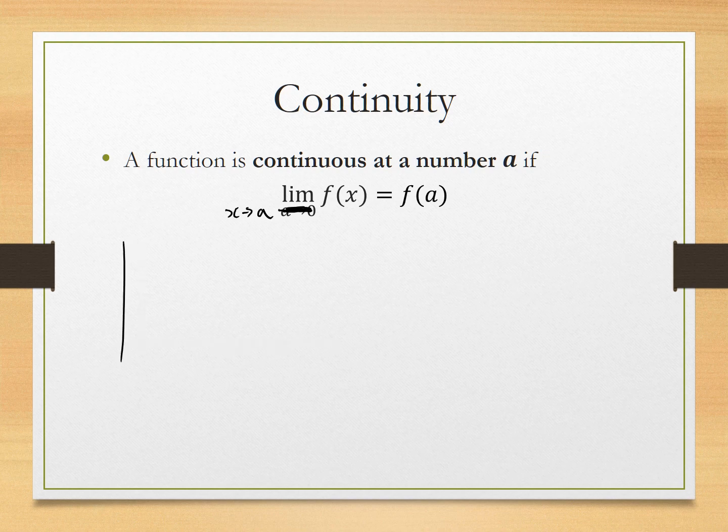It's exactly what you imagine. If you have a function and this is the point a, the function is continuous if the limit, so the trend you get from looking at the two sides, is exactly identical to the actual point. So this is continuous.